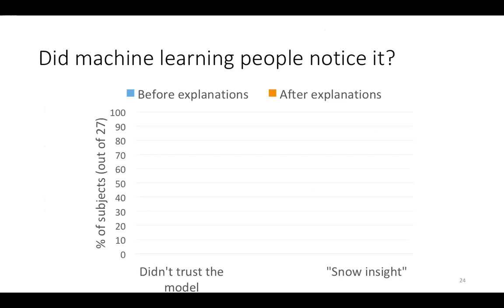Before even giving explanations, they did a survey with 27 subjects who were machine learning experts and had prior experience of working in vision, image processing and machine learning. They put forward two questions: whether they trusted the model, and whether they had the snow insight or not. This question was asked before the explanations were provided by LIME, as well as after the explanations were provided by LIME. In both situations, this question was asked. And let's see what the results are.